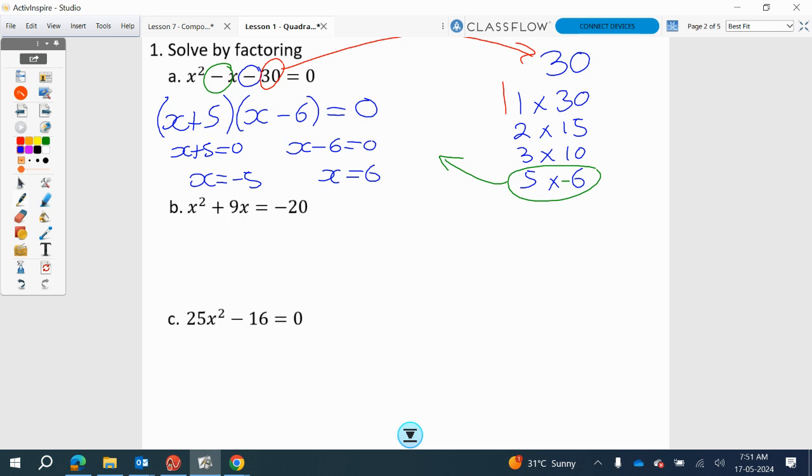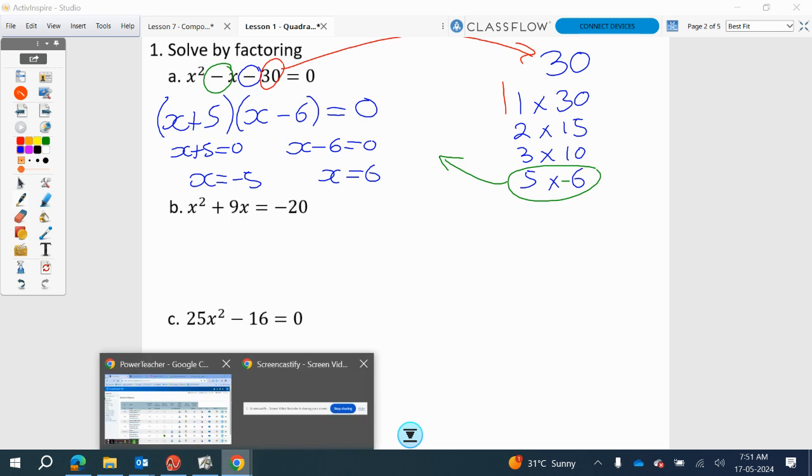Okay. Have a go now at the other two questions. Don't forget, you have to rearrange it to standard form first. So these other two, you're going to need to rearrange to standard form. Give you a couple of minutes for that.